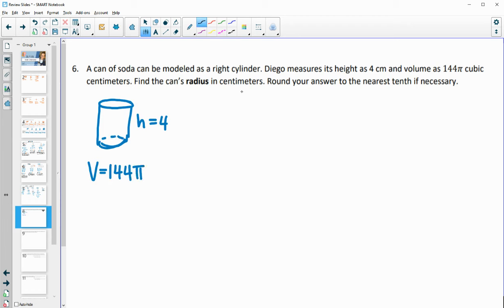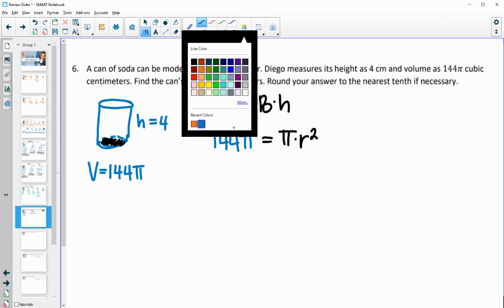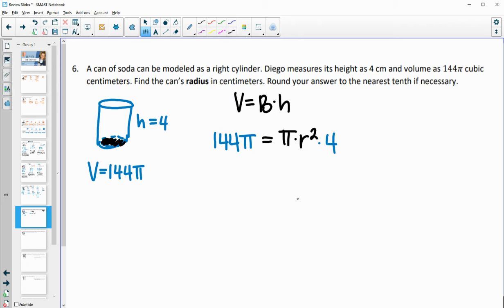So we know that the volume formula for a cylinder is area of the base times the height. And we know a couple of these measurements. So we know that the volume is 144 pi, so we'll plug that in. And then we also know the height. I'm going to put the base formula, because we also know that the base is a circle. So I'm just going to write the area formula for a circle, which is pi r squared. And then we know the height of this can is 4.